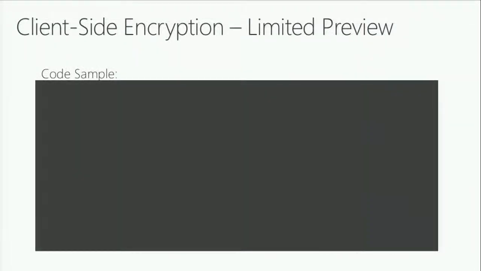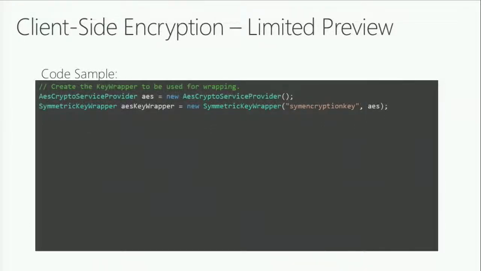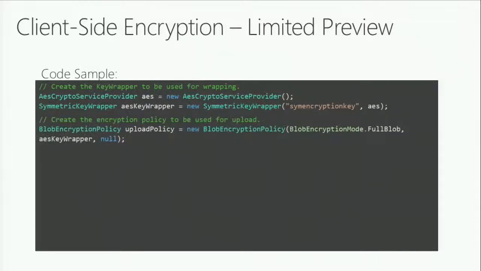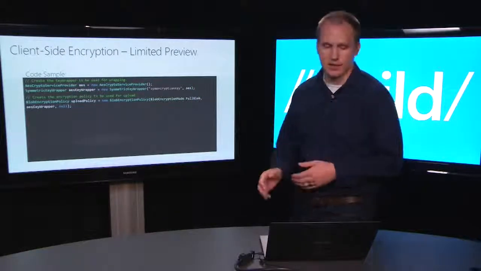So let's go ahead and look at a code sample for how this will work. The first thing you're going to do is create a crypto service provider and an AES key wrapper. This is just what's used to wrap the symmetric keys. You pass in the key. Again, this is all your code. This doesn't use the storage client library yet. The next piece is, as part of the blob options, we're going to need a blob encryption policy. So this says we're going to encrypt the full blob using that wrapper that you already specified.